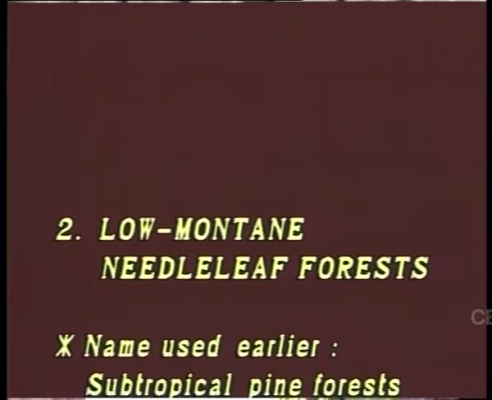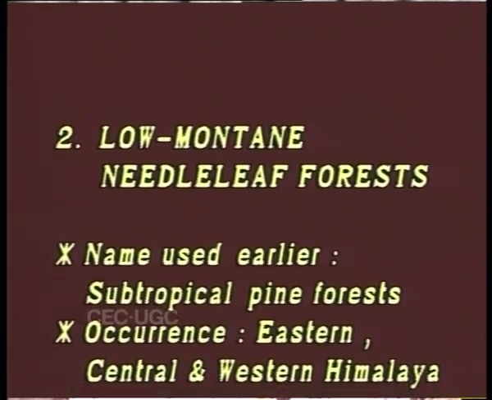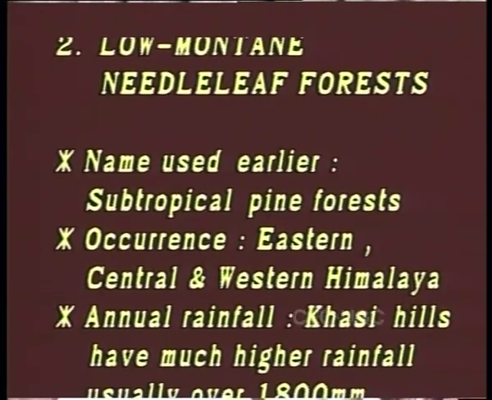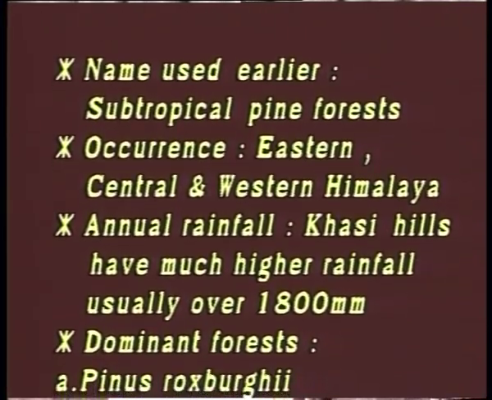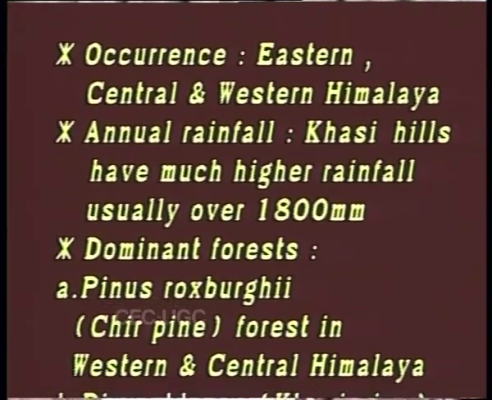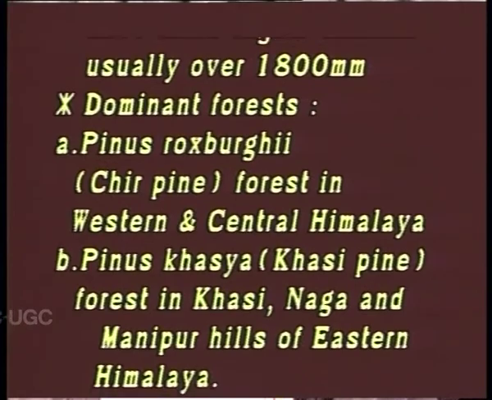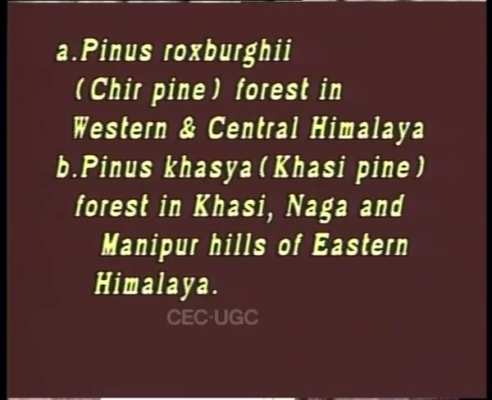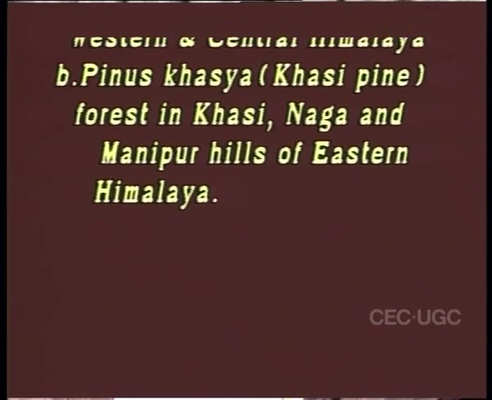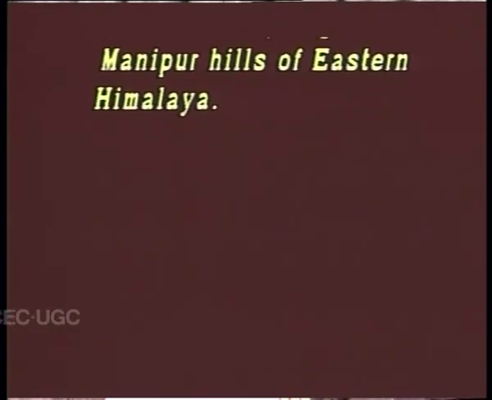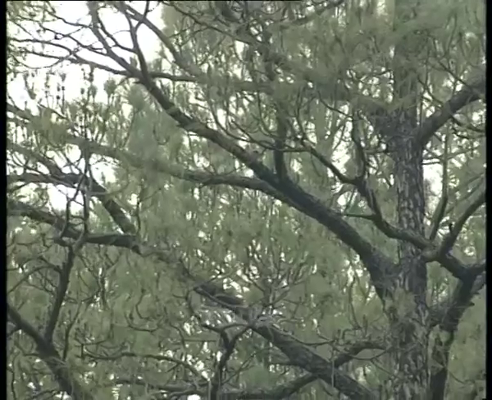Low montane needle-leaf forests. Name used earlier, subtropical pine forests. Occurrence: eastern, central, and western Himalaya. Annual rainfall: Khasi hills have much higher rainfall, usually over 1800 millimeters. Dominant forests: Pinus roxburghii, that is chir pine, forest in western and central Himalaya. Pinus khasya, Khasi pine, forest in Khasi, Naga, and Manipur hills of eastern Himalaya.